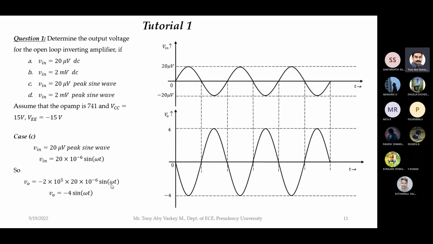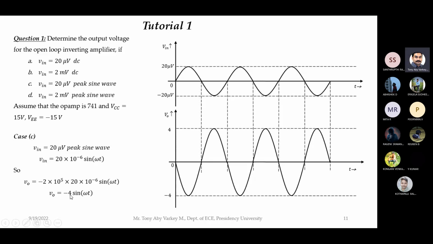So it will be like this. You have a 20 microvolt peak sine wave. The sine wave is like this, correct? When the input is positive, the output will be negative. That is why there is this negative sign. Is it clear? Yes or no? Yes, sir.